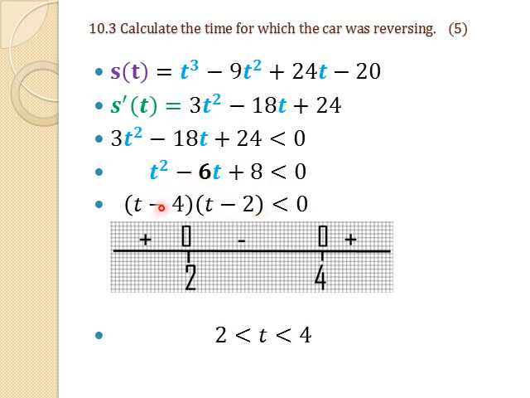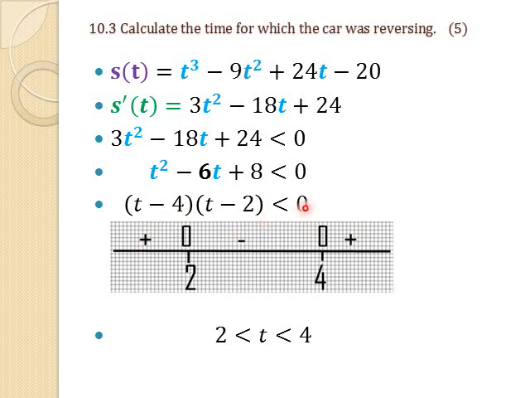So therefore to make these two brackets 0, 2 minus 2 gives me 0, 4 minus 4 gives me 0. Because t squared is positive, my graph would go plus, minus, plus. If t squared was negative, that would go negative, plus, negative. If not following, you can go to Simon's Maths grade 11 and look at the inequality lessons. They have explained it.